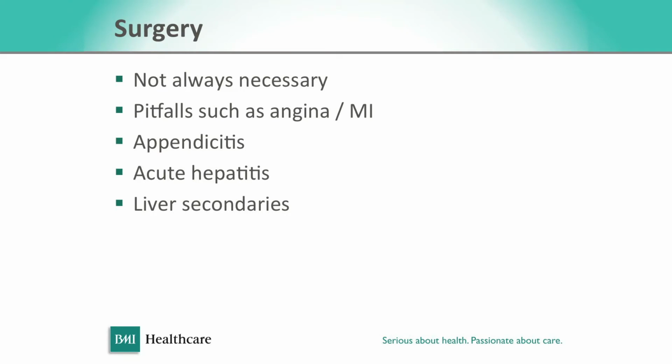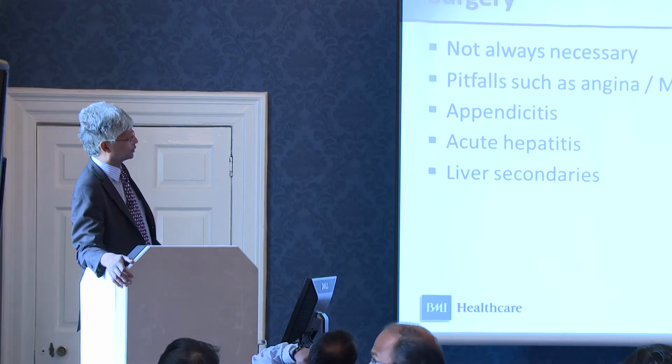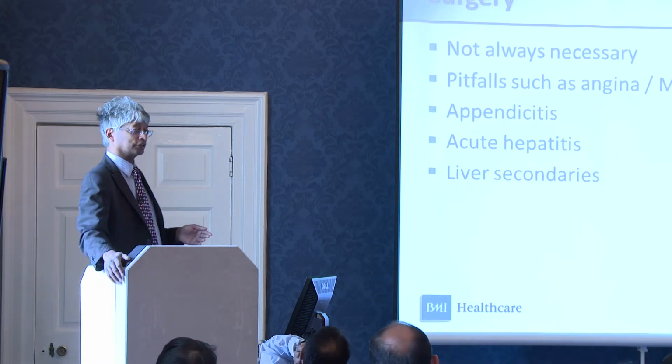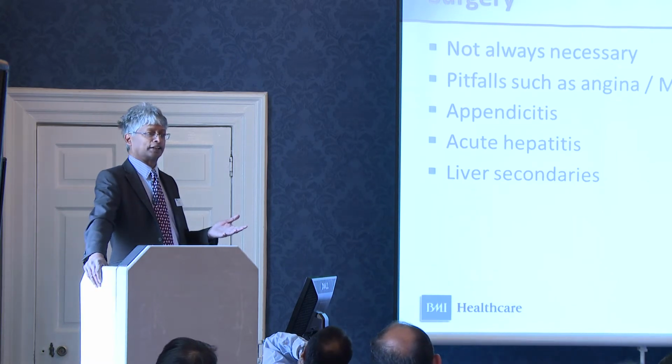Beware the pitfalls, okay? Angina and a myocardial infarction can give you abdominal pain. All right, and just think, if the patient is getting atypical symptoms of cholecystitis and is getting symptoms that might fit in with angina, then you should really think of this differential diagnosis. And I've covered appendicitis and hepatitis, but liver secondaries lead to tenderness in the right upper quadrant.